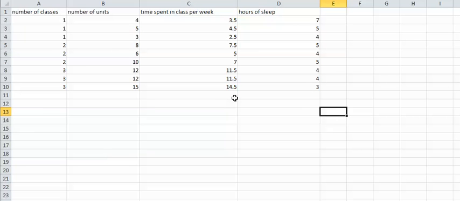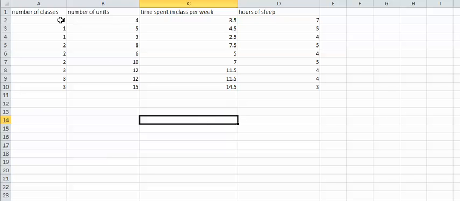So each possible pair of variables has its own correlation. Some of them were positive, some were negative. We saw that all correlations involving sleep were negative, because A and D were negative, B and D was negative, and C and D was also negative.